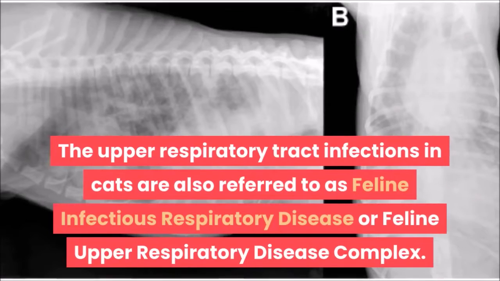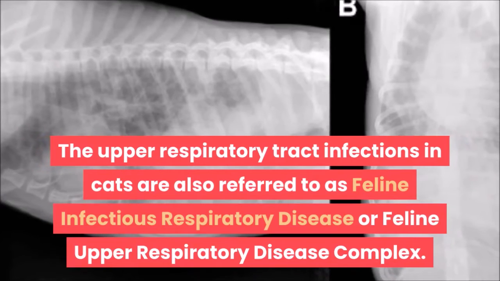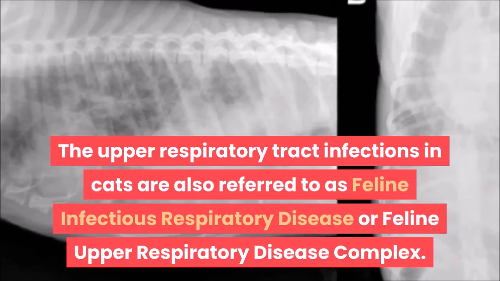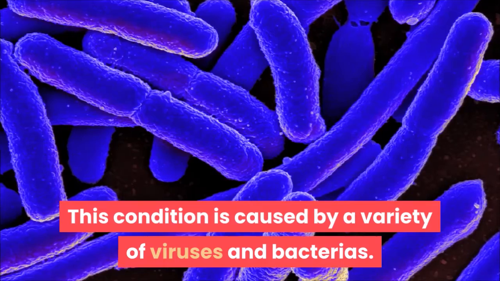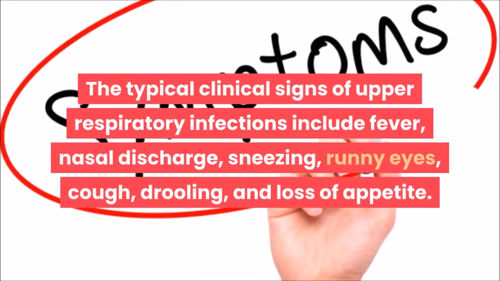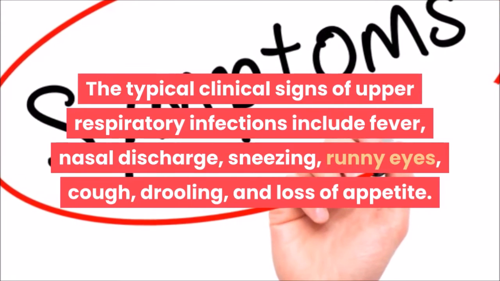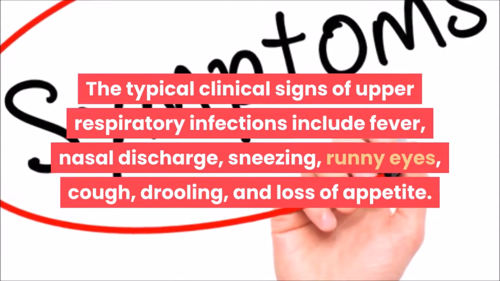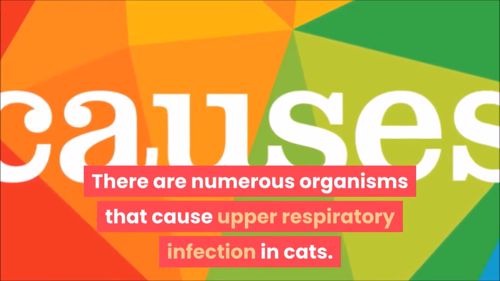The upper respiratory tract infections in cats are also referred to as feline infectious respiratory disease or feline upper respiratory disease complex. This condition is caused by a variety of viruses and bacteria. The typical clinical signs of upper respiratory infections include fever, nasal discharge, sneezing, runny eyes, cough, drooling, and loss of appetite. There are numerous organisms that cause upper respiratory infection in cats.